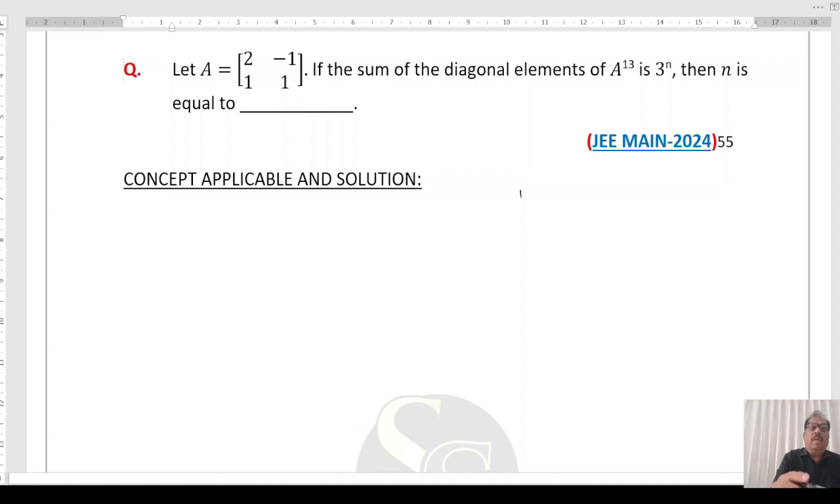Question is, let matrix A equal to [2, -1; 1, 1]. If the sum of the diagonal elements of A to the power 13 is 3 to the power n, we have to fill in the blank with the value of n. This question is taken from JEE MAIN 2024.